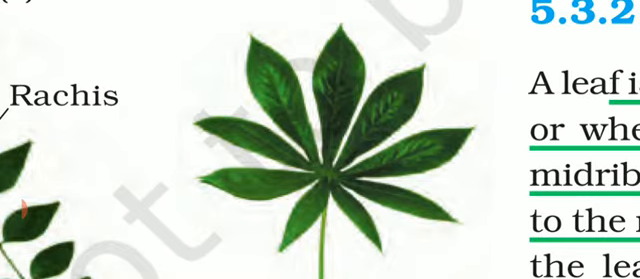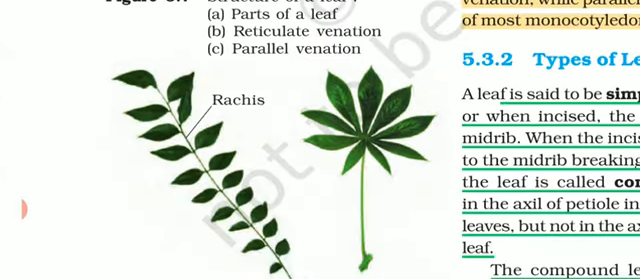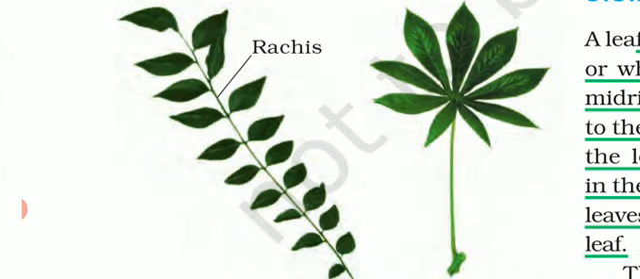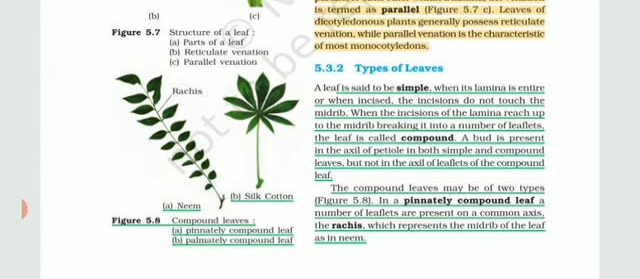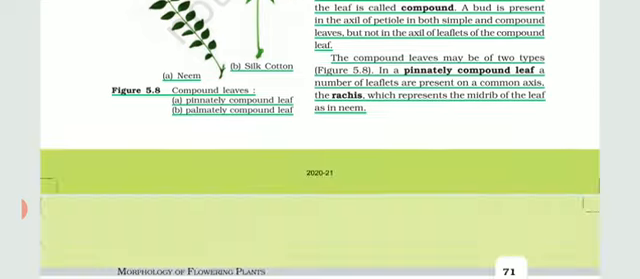to which all the leaflets are attached. But in case of pinnately compound, you can see the midrib is long, that we call as rachis, and then small leaflets are arranged on it. And number one is pinnately compound in neem and palmately compound leaf as in silk cotton.